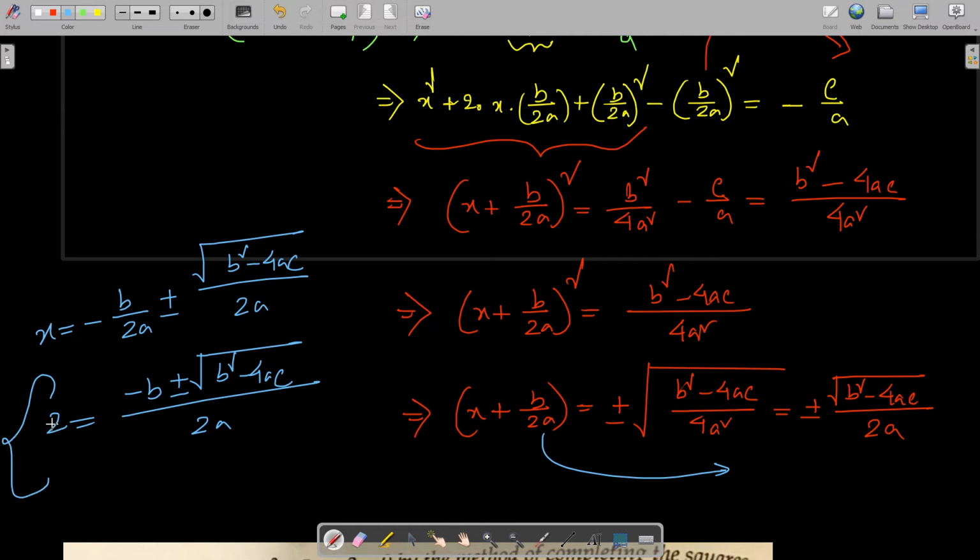So this is how we can derive the equation and get the value of x. Fine. Okay students, so you have understood how we derive the value of x using this formula.